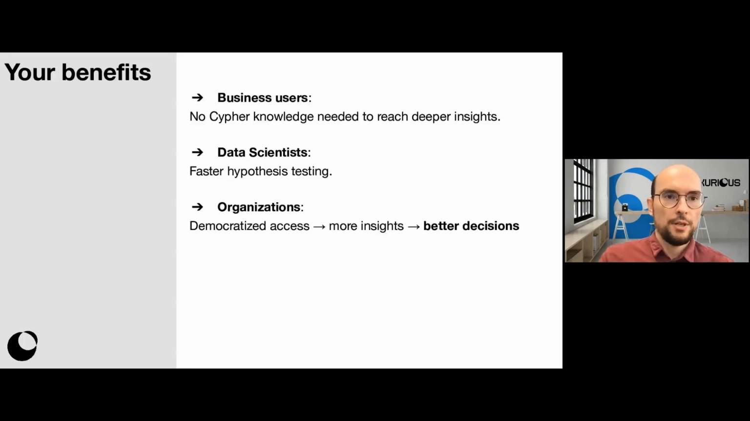All right, what specific value do we bring to different types of users? For more business-oriented users, the Query AI reduces the need to learn Cypher to reach deeper insights. For more technically capable users like data scientists, they benefit from faster hypothesis testing. And on an organizational level, a democratized access allows for more insights and then a better decision making.